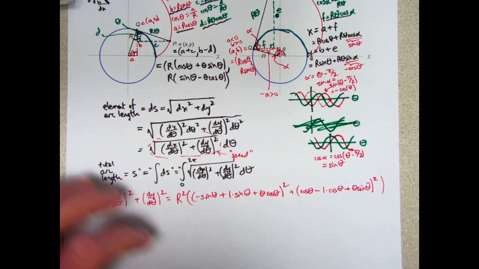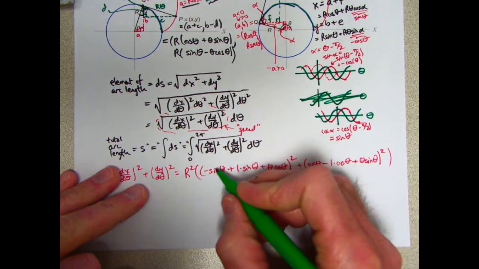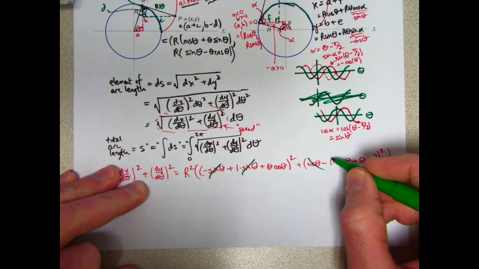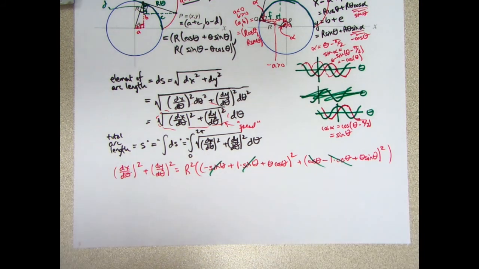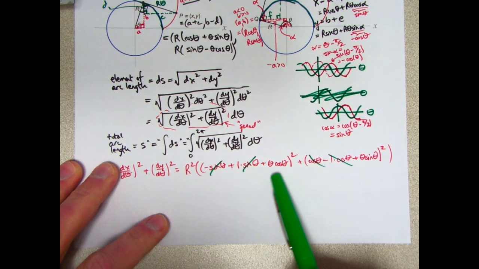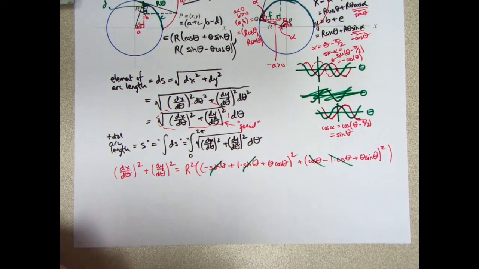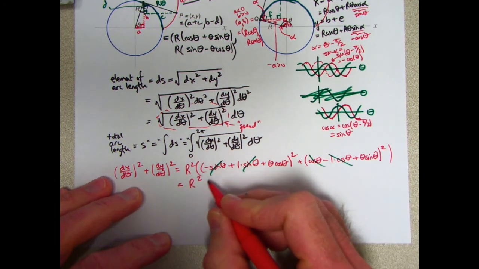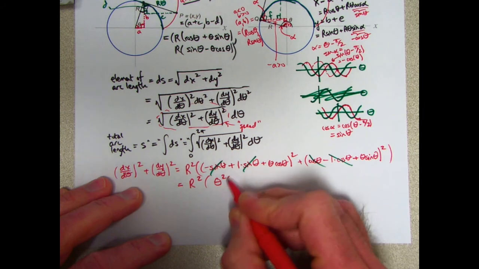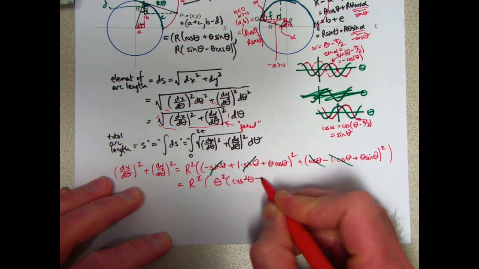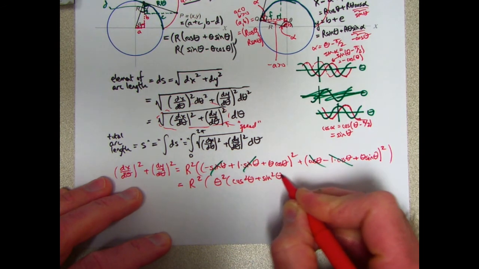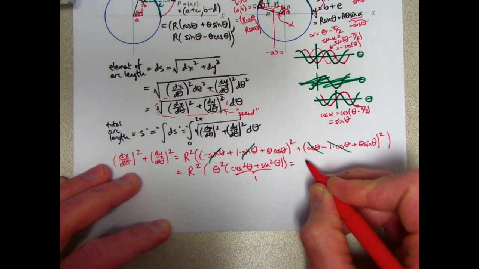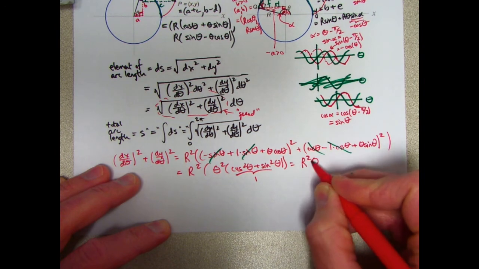Before I square these things, you get cancellation. Negative sine theta cancels with sine theta. Cosine theta cancels with minus cosine theta. We're left with theta cos theta quantity squared and a theta sine theta quantity squared. I can factor the theta squared out. Use our favorite trigonometric identity that this always equals 1. So this simplifies to r squared theta squared.